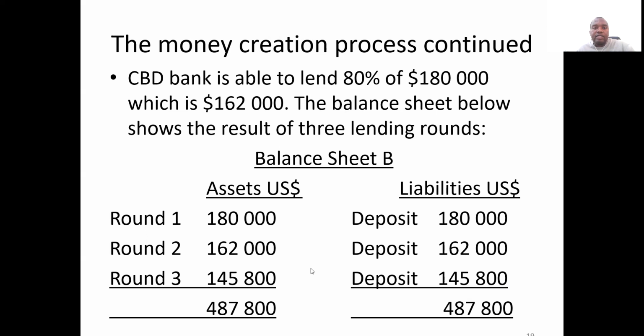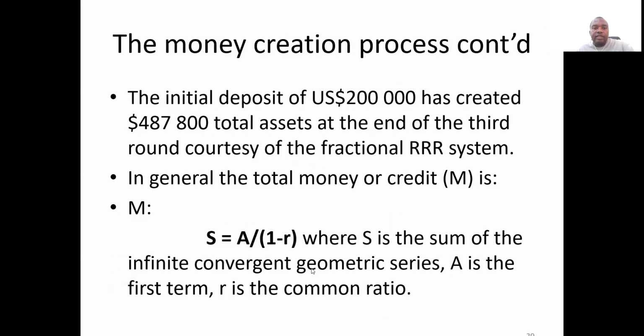And the rounds continue ad infinitum, eventually converging. It's a convergent geometric series. So the initial deposit of $200,000 has created $487,800 total assets at the end of the 3rd round, courtesy of the fractional reserves requirement system.